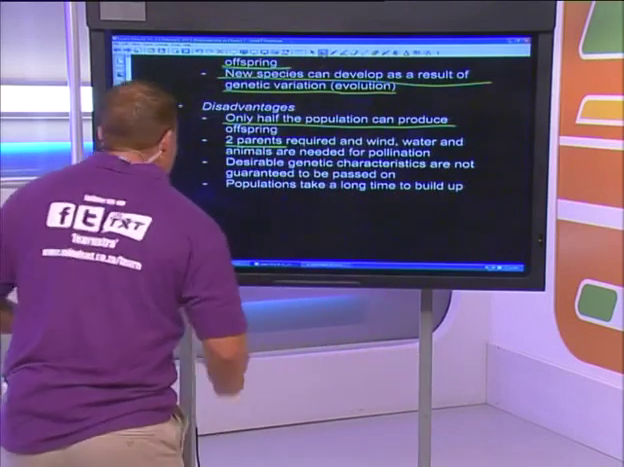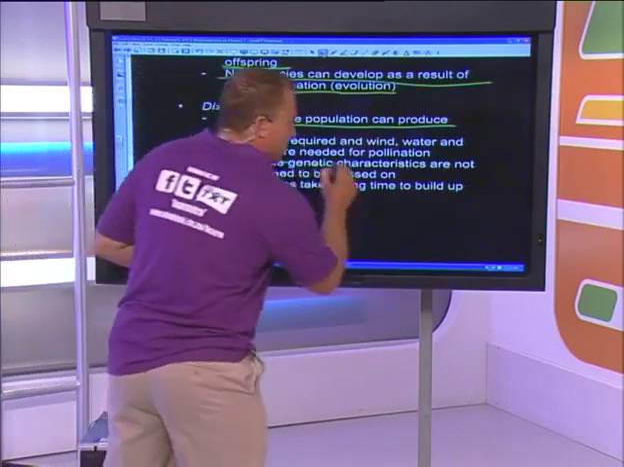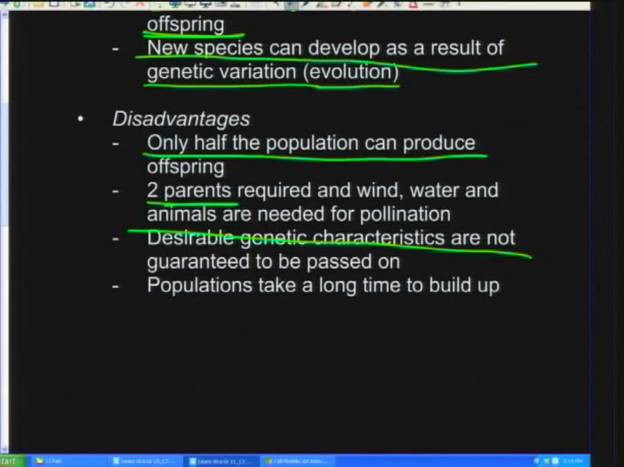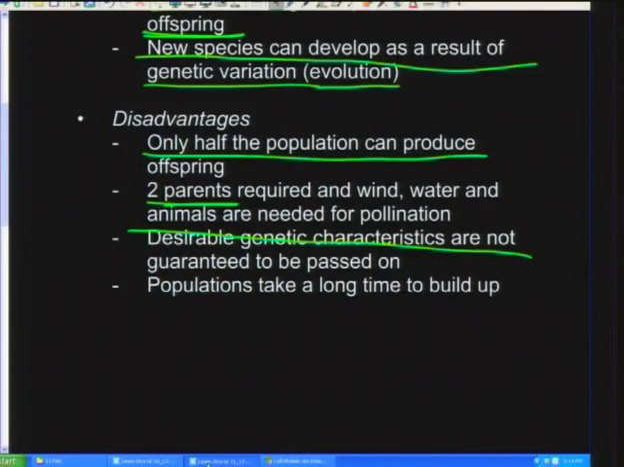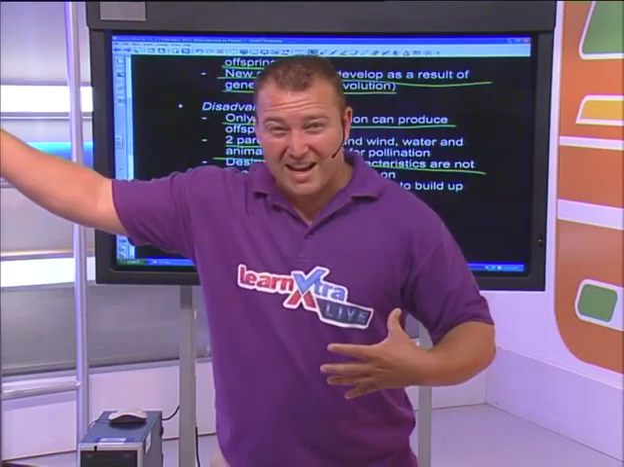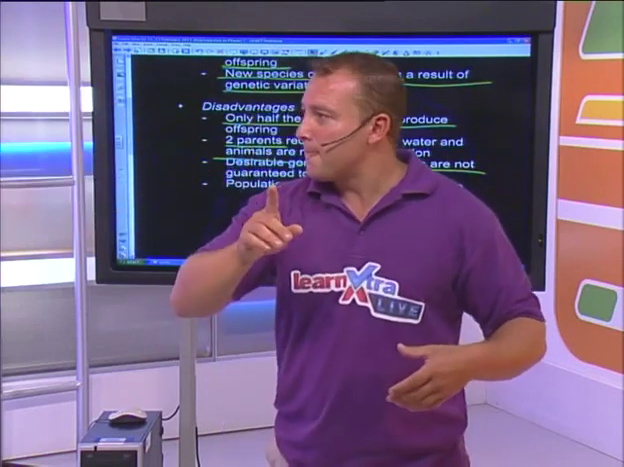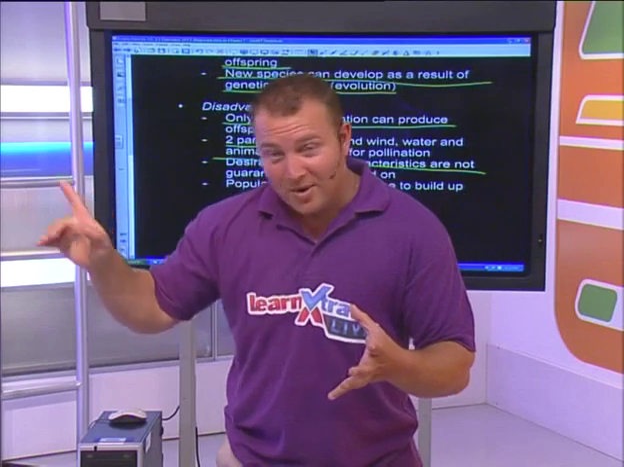Next thing, the genetic characteristics are not always guaranteed to be passed on. So what I mean is, remember I said I was good at sport and Indy was very clever, and good looking. Clever and good looking, right?